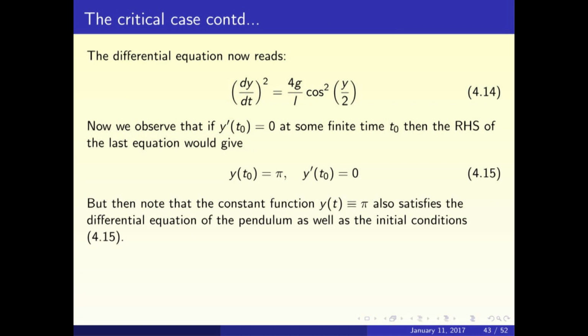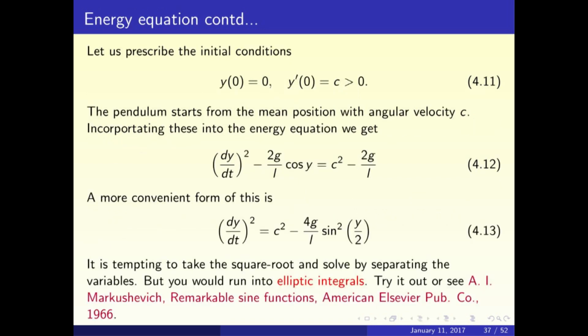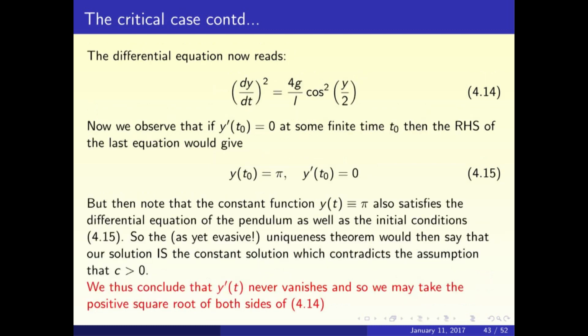So, remember c squared equals 4g by L. Go back to equation 4.13. With c squared equal to 4g by L, the 4g by L can be taken common and we get 1 minus sine squared y by 2, that is cosine squared y by 2. So, equation 4.13 greatly simplifies in the critical case. We get equation 4.14, (dy/dt) whole squared equals 4g by L cos squared y by 2.